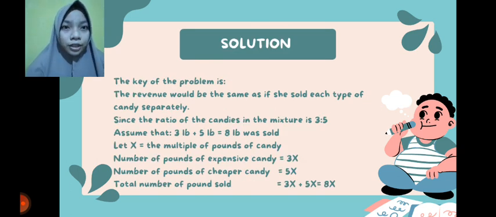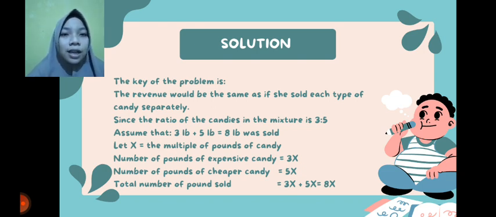The solution. The key of the problem is the revenue will be the same as if she sold each type of candy separately. Since the ratio of the candies in the mixture is 3 to 5, we assume that 3 pounds plus 5 pounds equals 8 pounds was sold. Now let x be the multiple of pounds of candy, and then the number of pounds of expensive candy is 3x and the number of pounds of the cheaper candy is 5x. Total number of pounds sold is 3x plus 5x equals 8x.